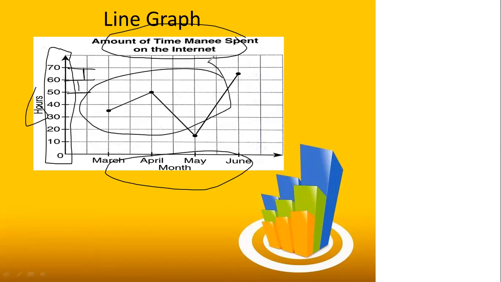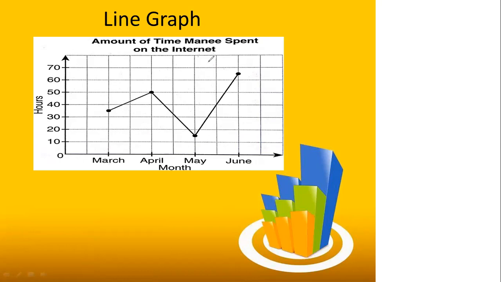Now, we said that a line graph represents data over a continuous period of time. Continuous, so that is why it is connected with a straight line. Okay, so this is a line graph. Now, this is about the amount of time money spent on the internet.